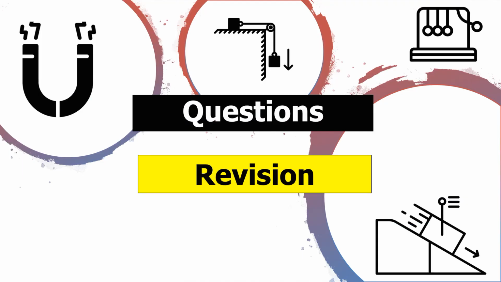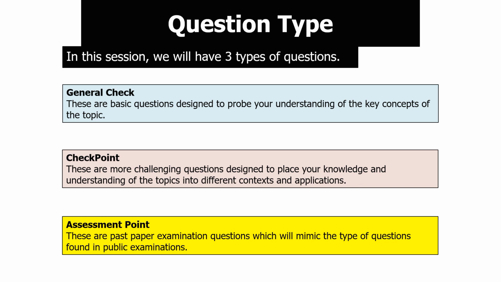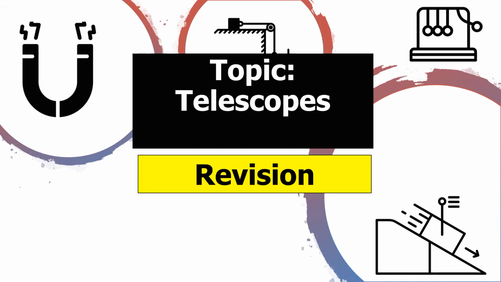Now in this revision session we'll be looking at three types of questions. The first type of question is your general check question, the basic questions designed to probe your understanding of the key concepts of the topic. The second type of question is a checkpoint question. So these are more challenging questions designed to place your knowledge and understanding of the topics into different contexts and applications. Whilst the third type of question is an assessment point question. So these are past paper examination questions which will mimic the type of questions found in public examinations. So let's now start our revision on telescopes.